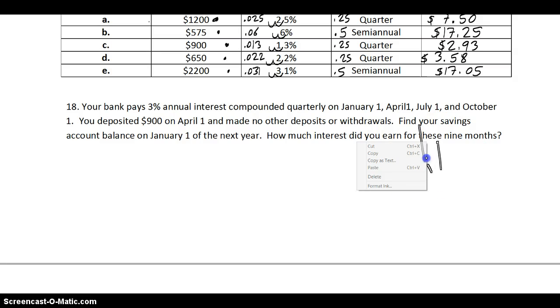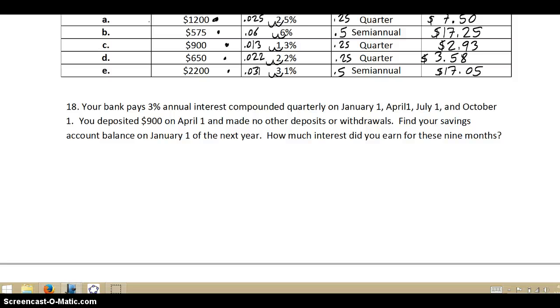Alright, this one's very similar. A lot of you got confused today, or past couple days in class. This one's very similar to what's in the table. It's just written out. Except, there's one little catch. Your bank pays 3% annual interest compounded quarterly on January 1st, April 1st, July 1st, and October 1st. So basically, that's quarterly, right? So you deposit $900 on April 1st, and you made no other deposits or withdrawals. Find your savings account balance on January 1st of the next year.